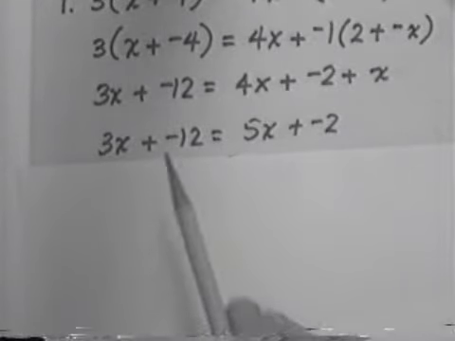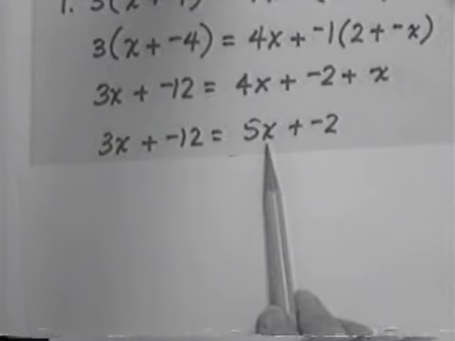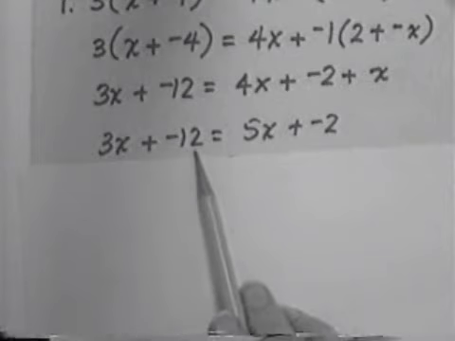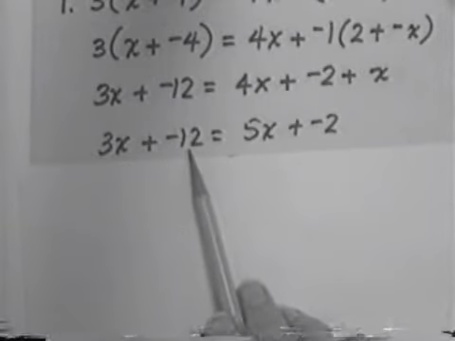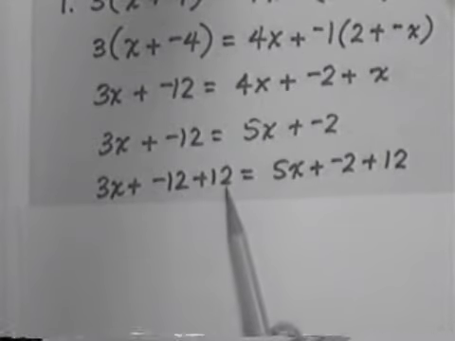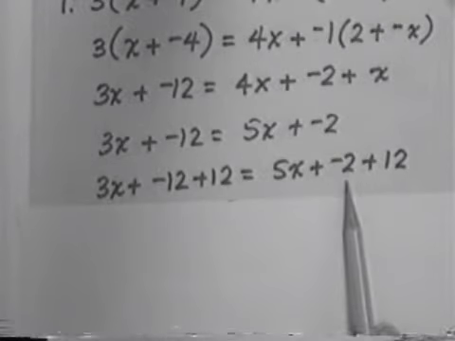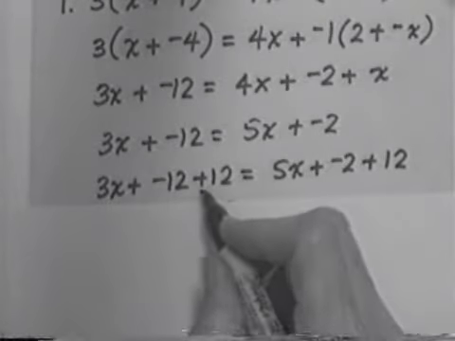Therefore, it is time to apply the addition property of equations to remove the constant term from the left and variable term from the right. Let's begin by removing the negative 12. To remove a negative 12 that's added, we'll add positive 12 and get 3x plus negative 12 plus positive 12 equals 5x plus negative 2 plus positive 12. The extra term that's added on both sides is positive 12.